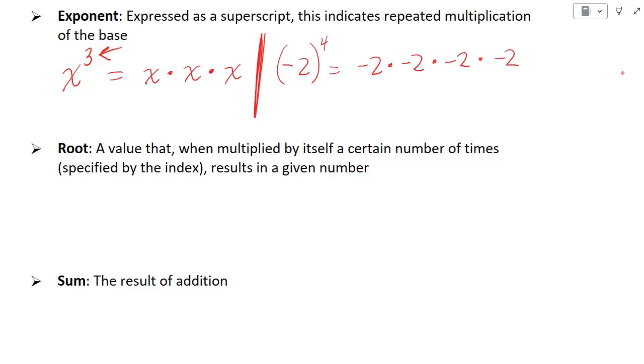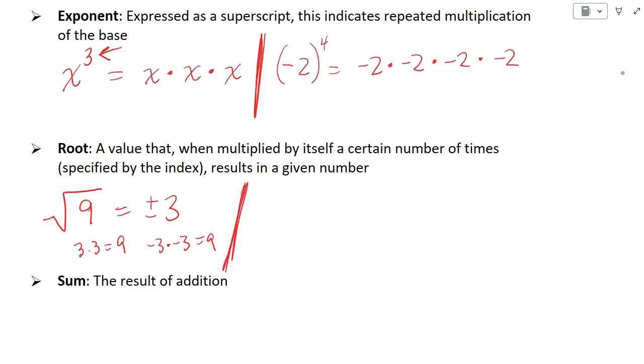The root, sort of the opposite of an exponent. It's a value that when multiplied by itself a certain number of times, which is specified by the index, results in a given number. So you probably know several square roots, which is a root of 2. For example, the square root of 9, a lot of you will say 3, but it's also negative 3. So plus or minus 3 would be the square root of 9. It's understood to have a little 2 right here. If it's not written, it's understood to be a square root. But that's just saying that if I multiply 3 or negative 3 by itself twice, I get 9. Same with negative 3.